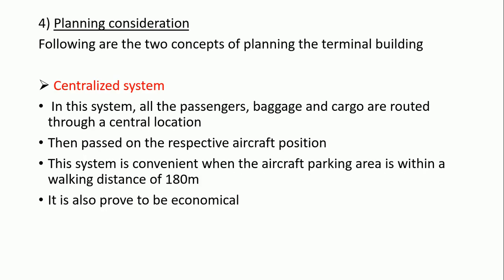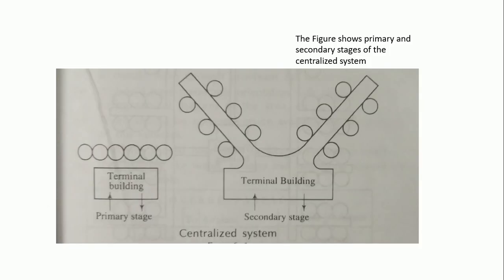The fourth one is planning consideration. The following are the two concepts of planning the terminal buildings. The first one is the centralized system. In this system, all the passengers, baggage and cargo are routed through a central location, then passed on to the respective aircraft position. This system is convenient when the aircraft parking area is within a walking distance of 180 meters. This also proves to be economical. This figure shows the primary and secondary stages of a centralized system. Here you can see the figure.